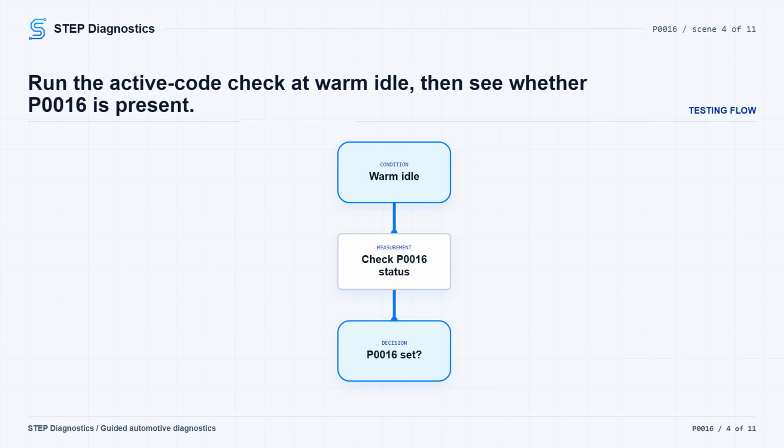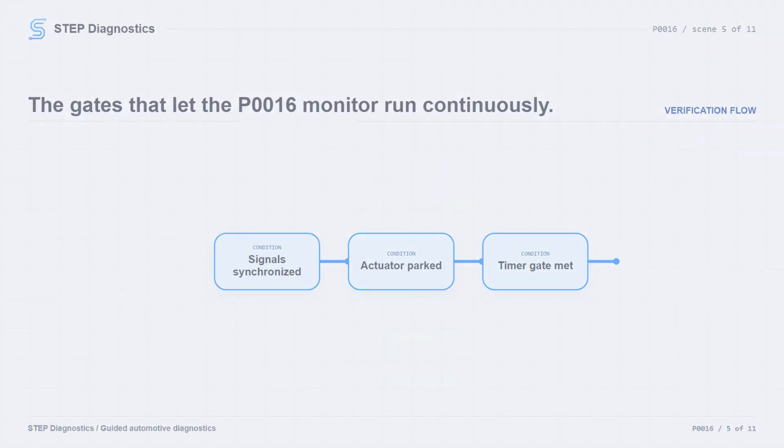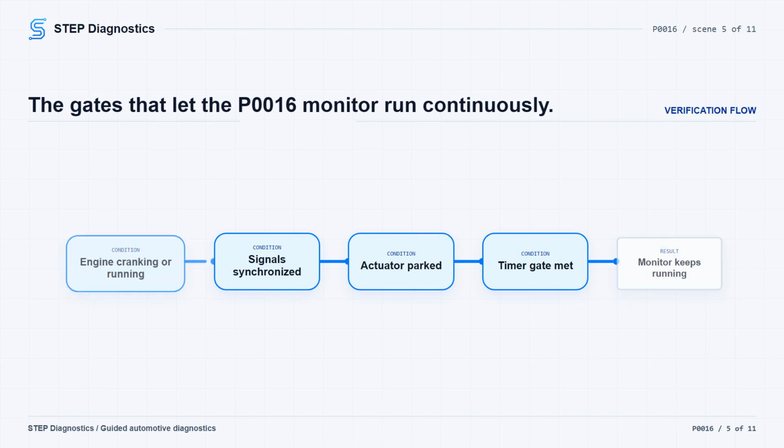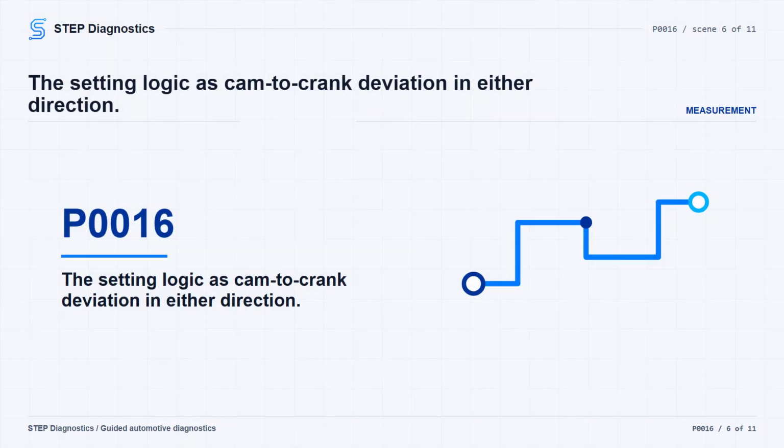The monitor is allowed to run with the engine cranking or running, the crankshaft and camshaft signals synchronized, the camshaft actuator solenoid valve in the park position, and time since diagnostic ran last greater than 1 second. Once those monitor gates are met, it runs continuously. The setting logic is a cam to crank correlation error. P0016 sets when the relative camshaft position deviation is greater than -11 degrees in one direction, or greater than 11 degrees in the other direction, measured in degrees of the crankshaft.